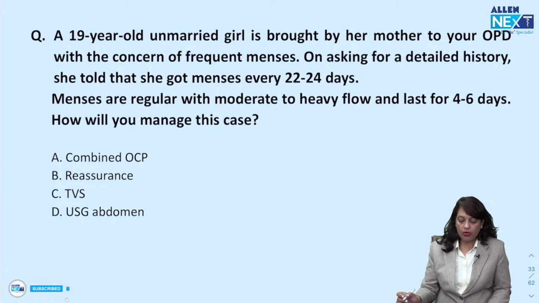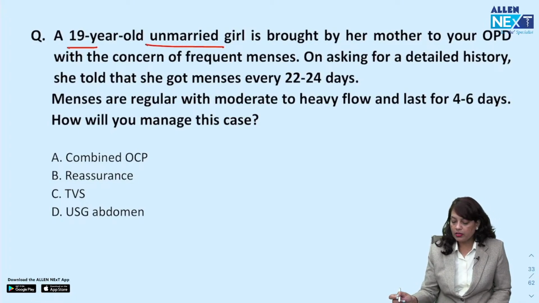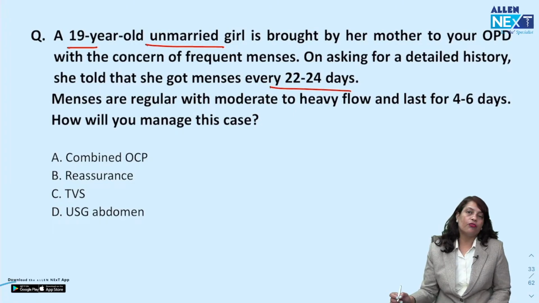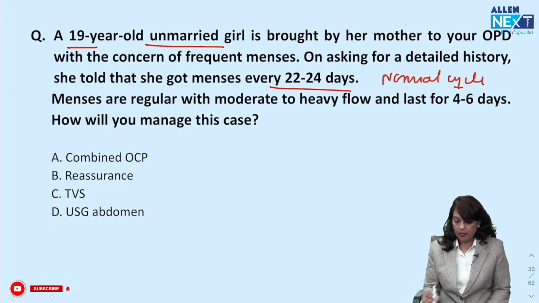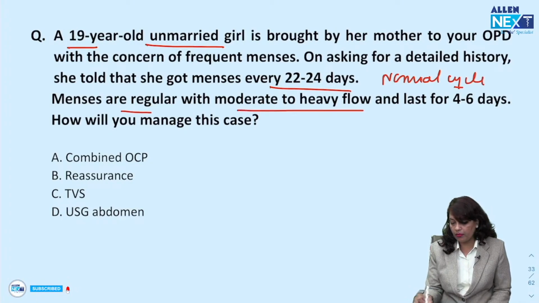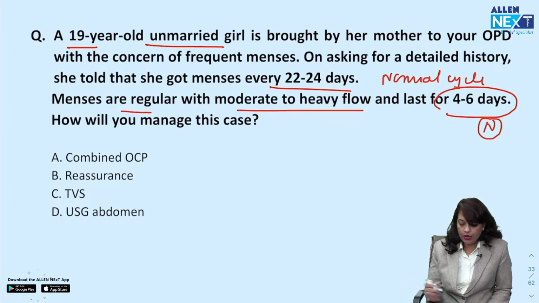Now, a 19-year-old unmarried girl is brought by her mother to the OPD. The concern is frequent menses. Asking the detailed history, the menses is a 20 to 24 day cycle, which is absolutely normal. Okay, menses are regular, moderate to heavy, and last for 4 to 6 days. 4 to 6 days is also normal. How will you manage this case?